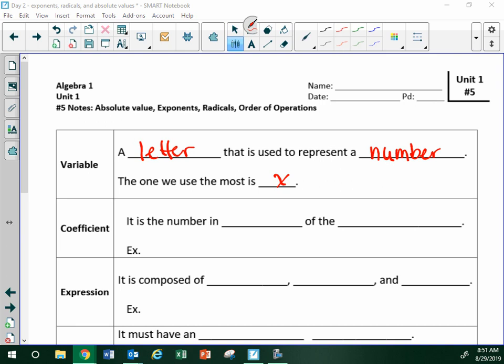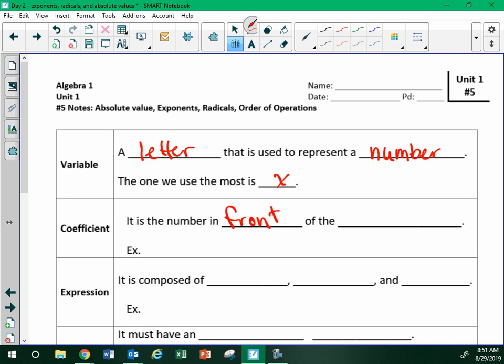All right, coefficient. Coefficient, it is the number in front of the variable. So for example, if I say 5x, my 5 here, that's the coefficient.